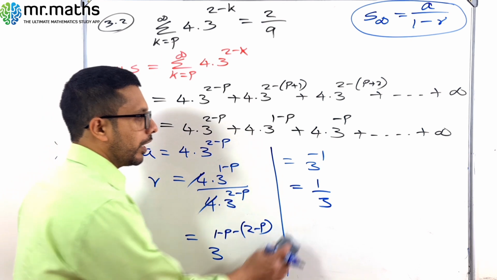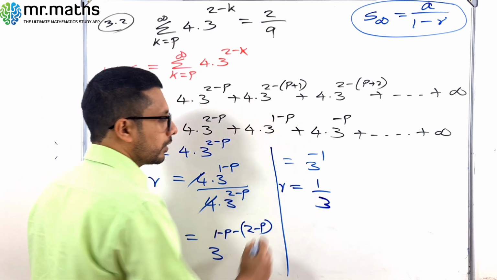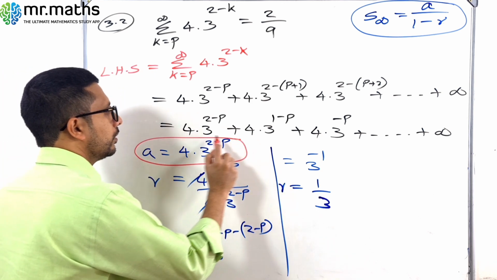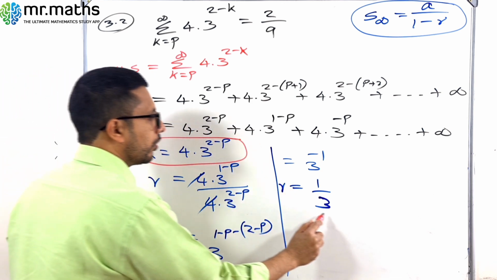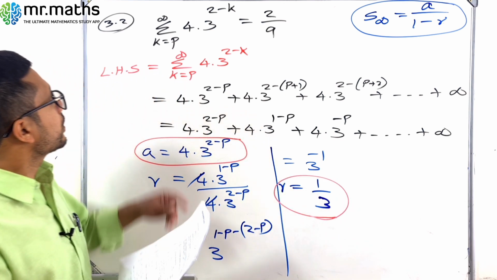1 over 3 is the value of r. Okay, so here we got, this is r. So we got the value of a from the first term, and we got the value of r, that is 1 over 3. But what is this one?